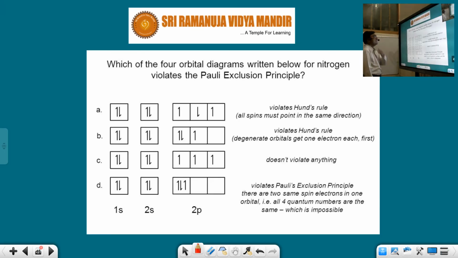Now let us see in this which one violates. This is nitrogen. Which one violates Pauli's exclusion principle? Now, which of the 4 orbital diagrams written below for nitrogen violates the Pauli's exclusion principle? Let us see the first one. This is fine. Pairing takes place. This is fine. Now, here first up you have written, right? So, if you write down means what? It is singly filled already. It is already singly filled. But here it is not singly filled. Here it is not singly filled.